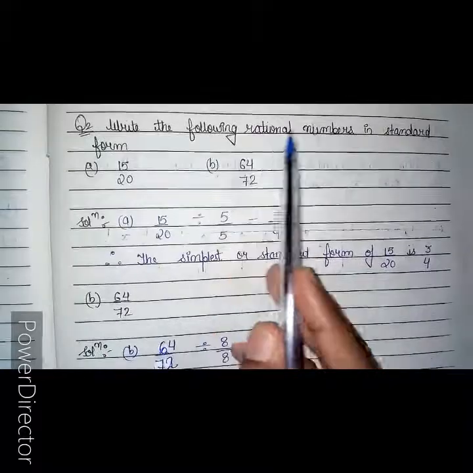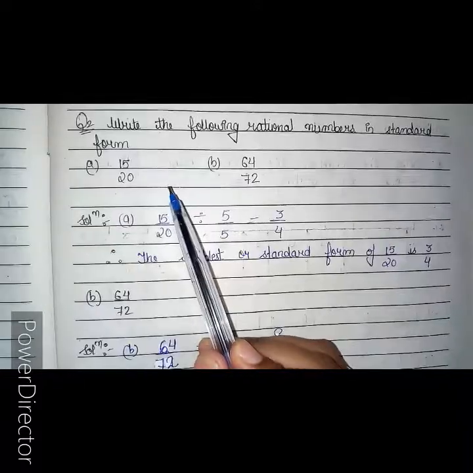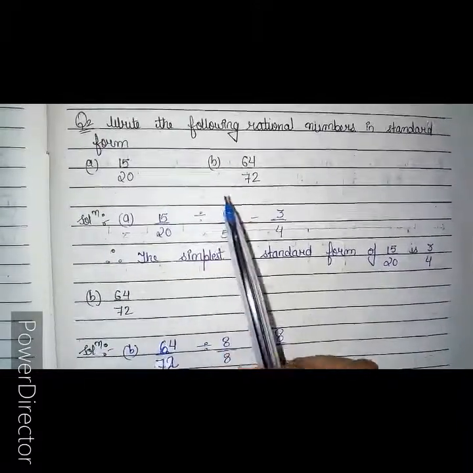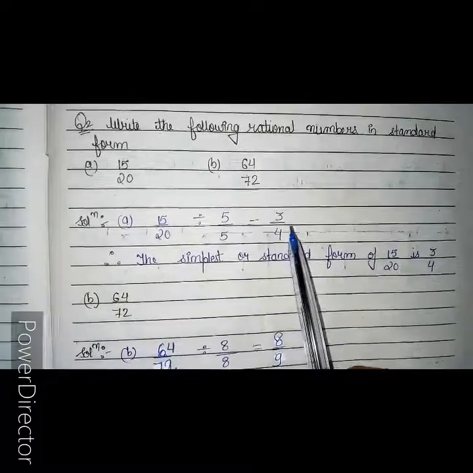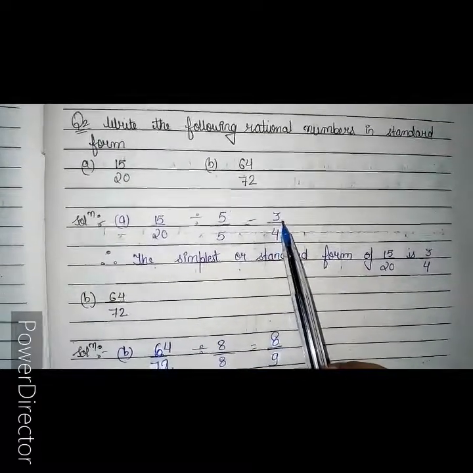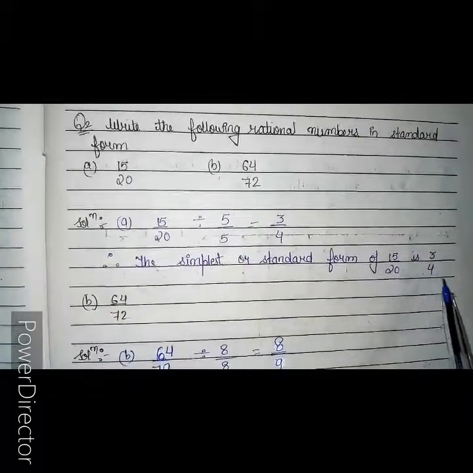Question 2. Write the following rational numbers in standard form. First is 15 upon 20. A rational number is said to be in standard form if its numerator and denominator have no common factor. 15 upon 20, both numerator and denominator are divisible by 5. 15 divided by 5 equals 3 and 20 divided by 5 equals 4. Standard form of 15 upon 20 is 3 upon 4. Now we see that both numerator and denominator have no common factor. Therefore the simplest or standard form of 15 upon 20 is 3 upon 4.